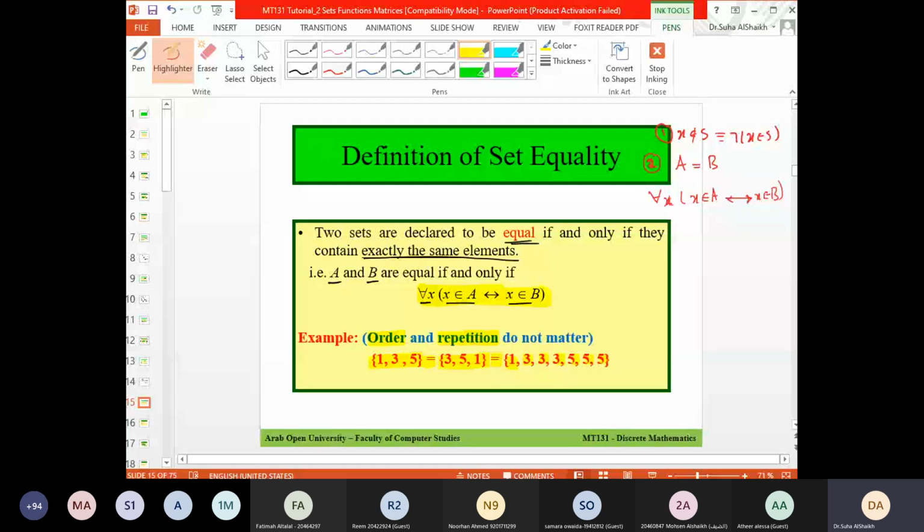أعيد إيش بالضبط؟ الأخيرة الإكزامبل. الأوردر is not important. الريبيتيشن is not important. يعني إذا كان 1 3 5, this is same as saying 3 5 1. We mentioned this so many times. والريبيتيشن does not matter. الحين لما أكتب 3 3 3 هذه كأنها 1 3. 5 5 5, this is as if this is a 1 5 here.